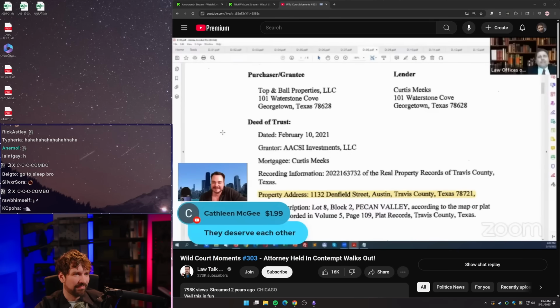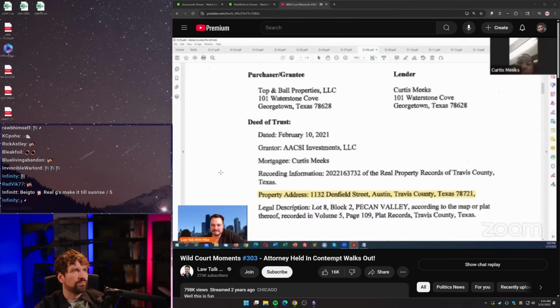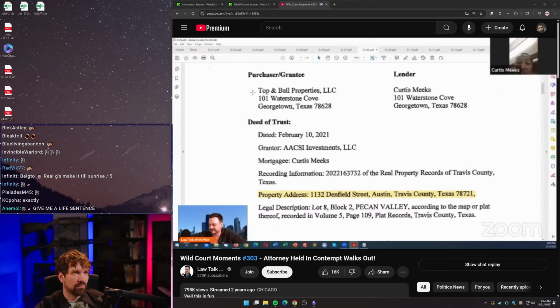Rule that. Mr. Meeks, who is listed as the purchaser grantee on this document? Is it Top and Ball Properties, LLC? You say, is it Top and Ball Properties? You say the grantee, the owner?